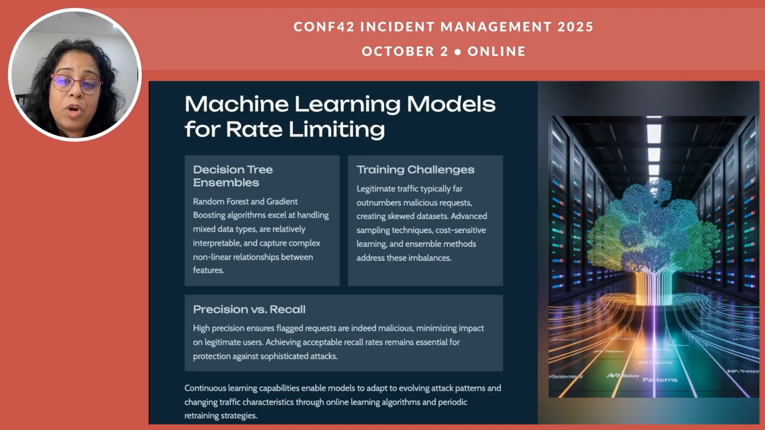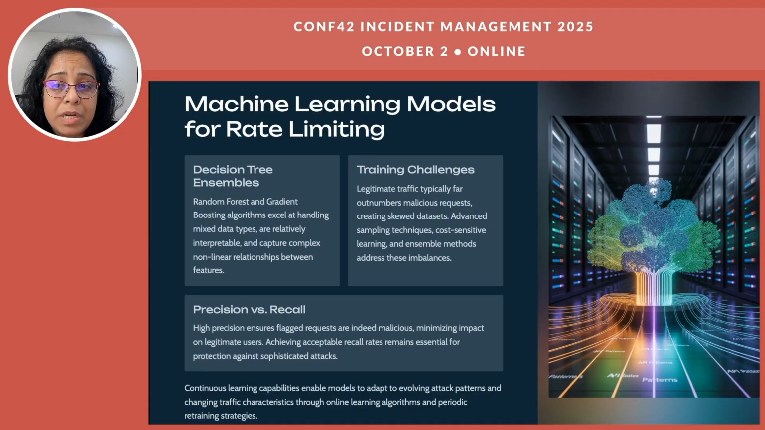This committee is what we call decision tree ensembles, like random forest and gradient boosting. They excel in handling mixed data types, are relatively interpretable, and capture complex nonlinear relationships between features. Of course, we face training challenges: legitimate traffic typically far outnumbers malicious requests. We address this through advanced sampling techniques and cost sensitive learning.